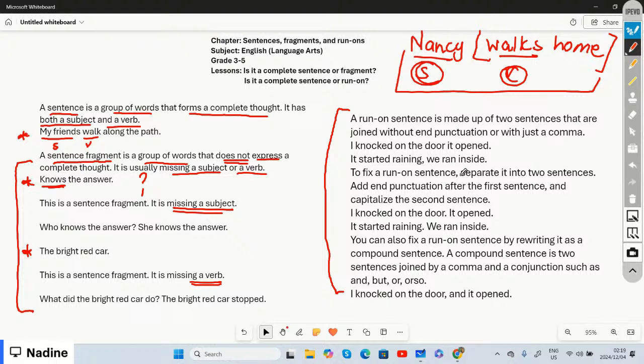All right. So that is basically our subject. A sentence, which we said is a group of words that forms a complete thought, and it has both a subject and a verb. And then we said a sentence fragment is a group of words that does not express a complete thought. It is either missing a subject or it is missing a verb.